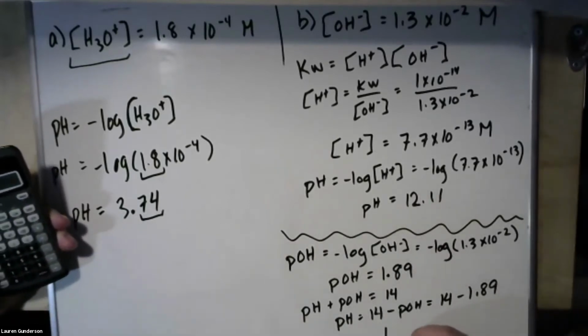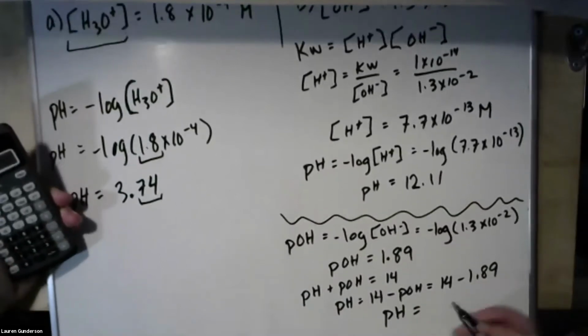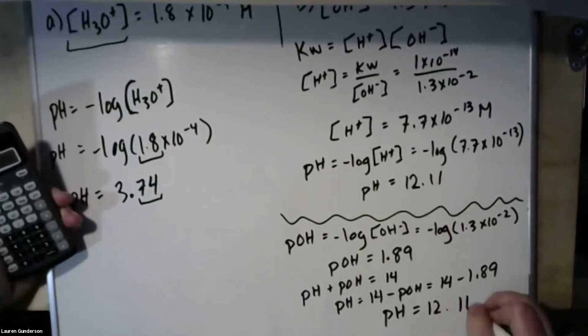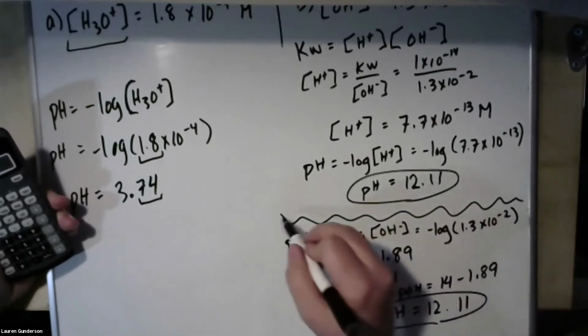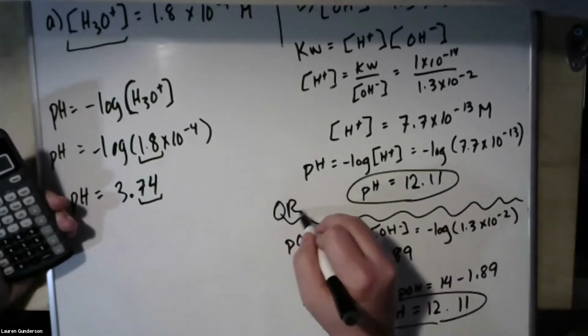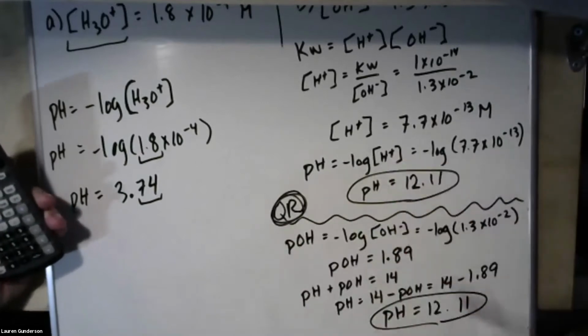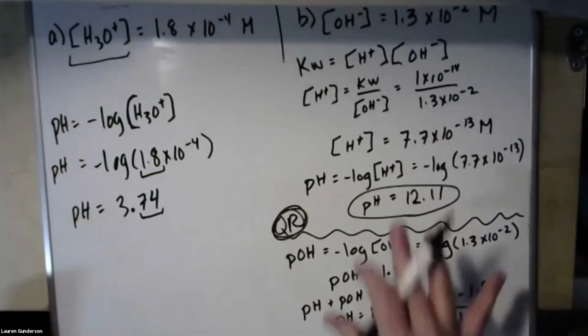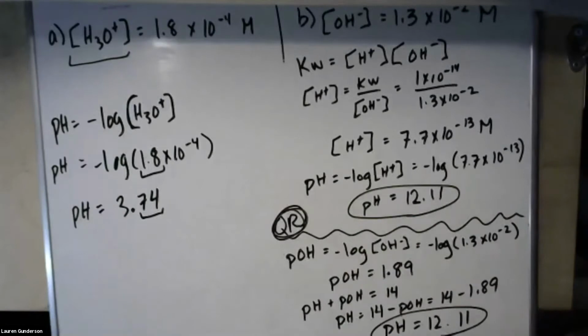And shockingly, my pH is still going to be 12.11. So either of these methods, we'll put a big "or" over here. You can do either of these things to calculate the pH in this second scenario.